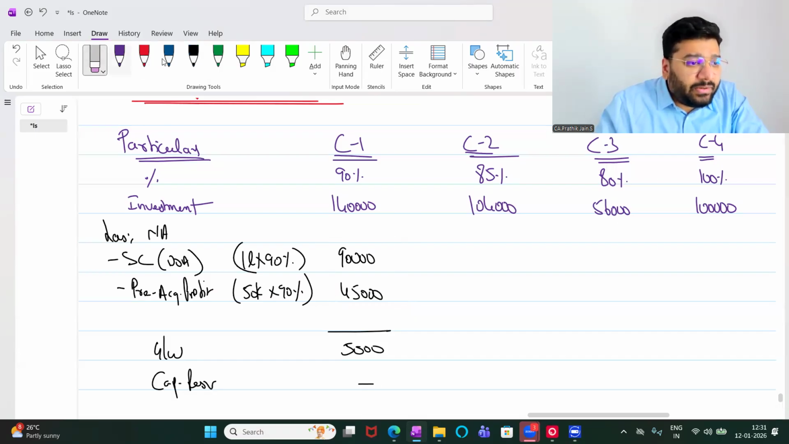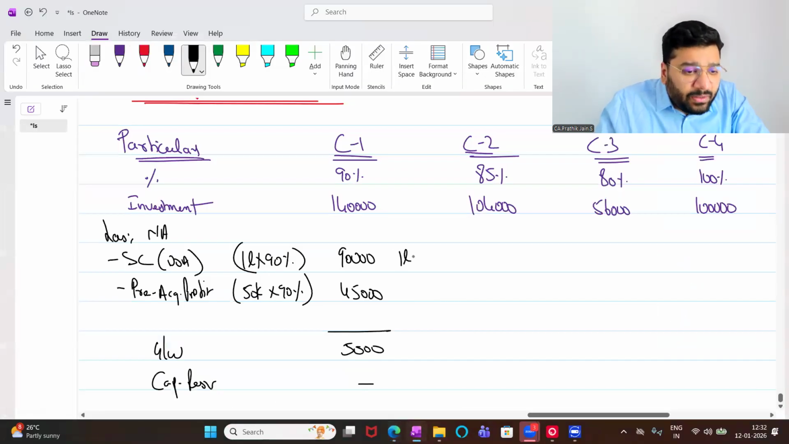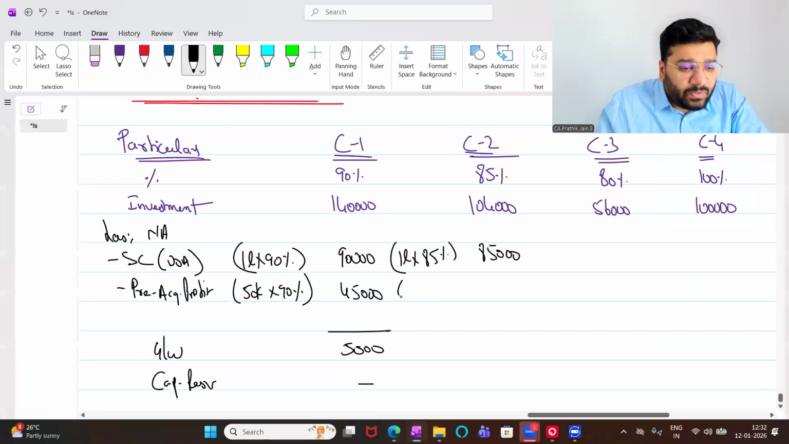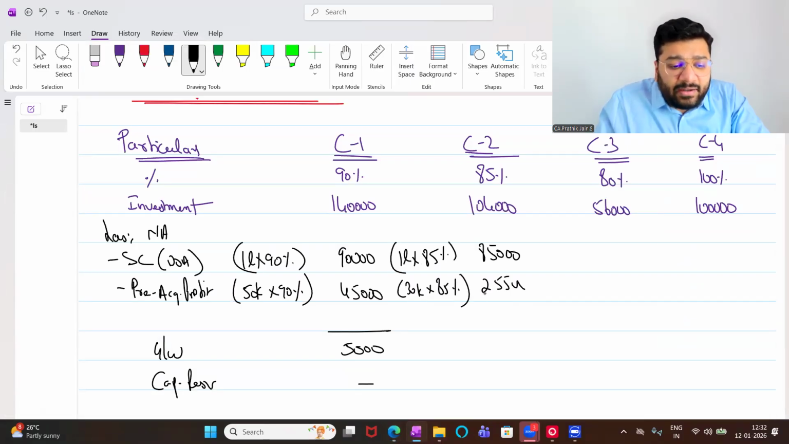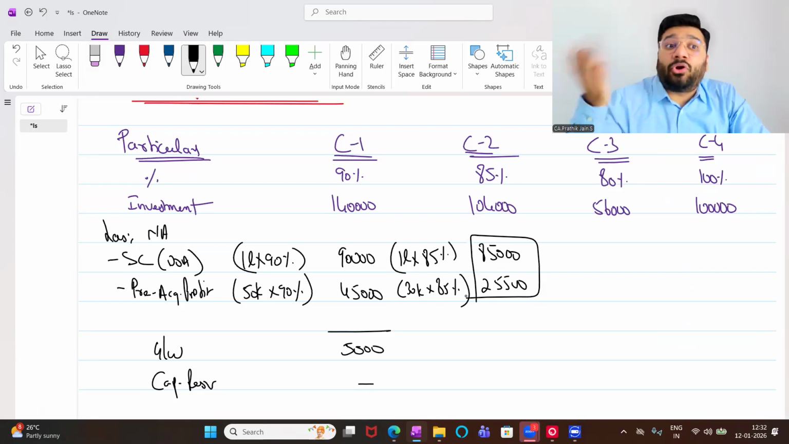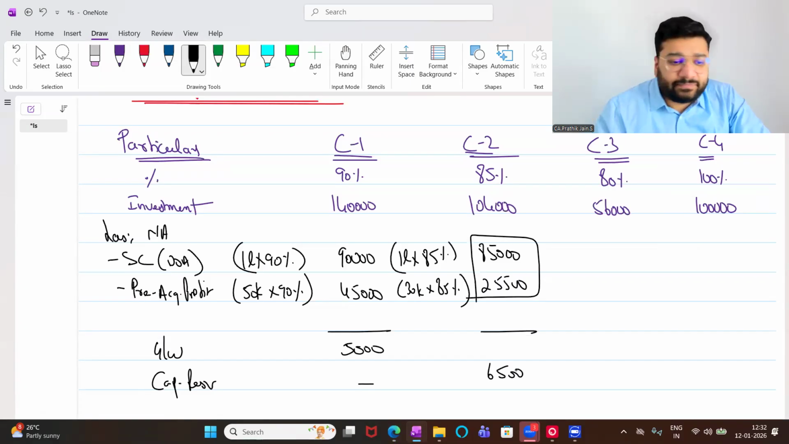Now 1 lakh is the share capital again, into 85 percent. How much is it? 85,000. And what is the pre-acquisition profit? 30,000 rupees. 30,000 into 85 percent is 25,500. Both put together is 1,10,500. You got net assets of 1,10,500, but you paid only 1,04,000. Have you paid more or less? Less by 6,500. That is capital reserve.